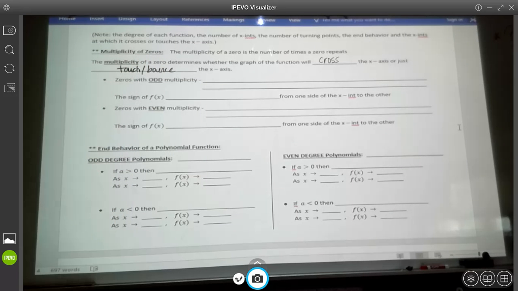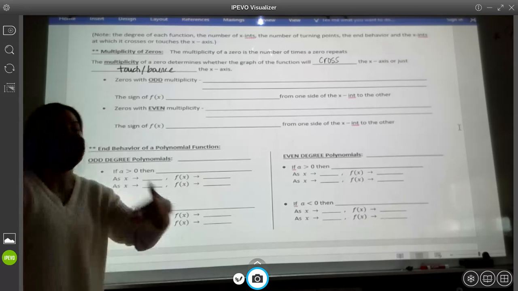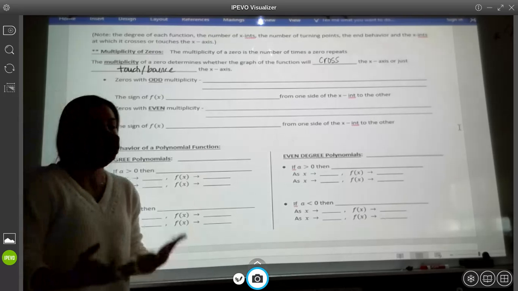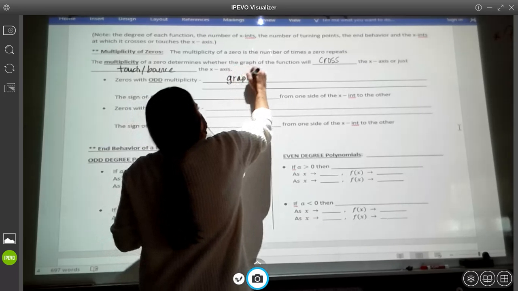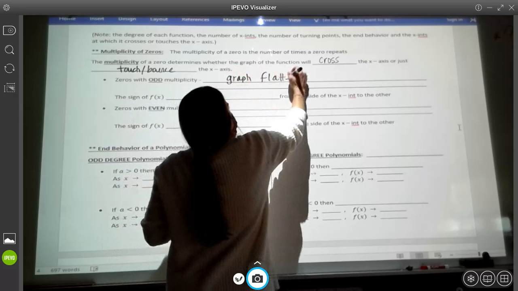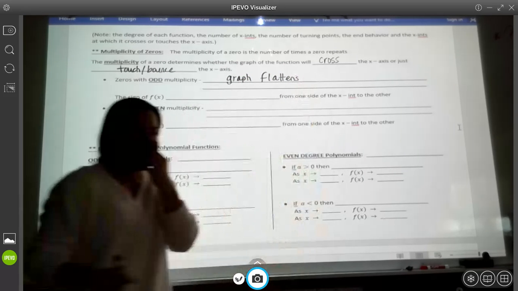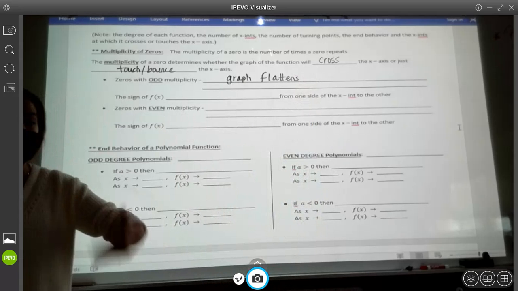Again, I call my touch the bounce. Zeros with odd multiplicity, when it's repeated an odd number of times, yes, there will be that flattening out effect, but it does cross over.